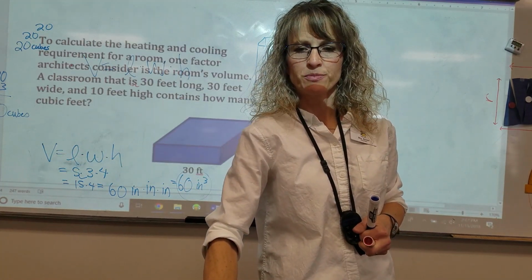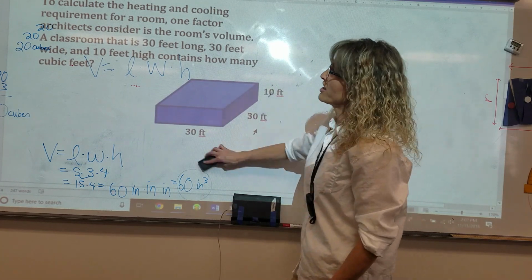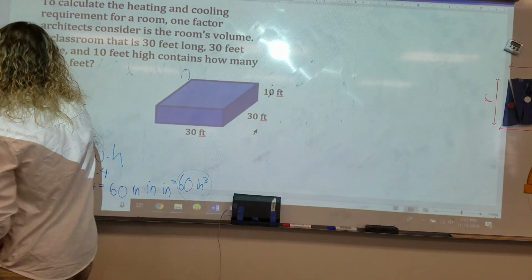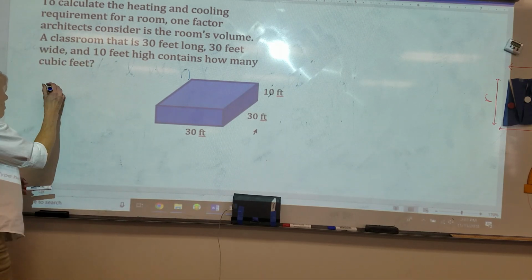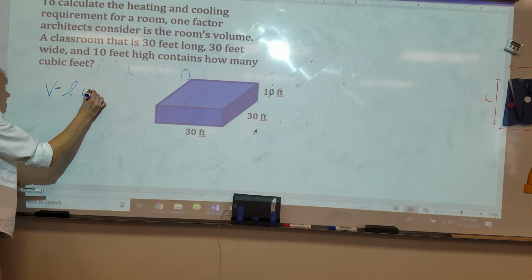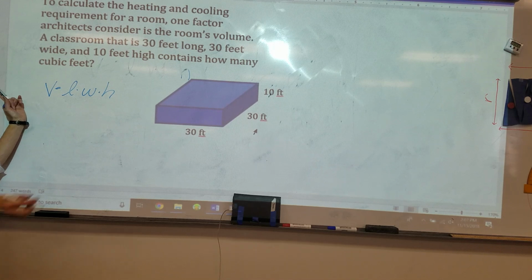So let's try this one. We've got a building, it's 30 by 30 by 10. And we need to heat and cool. So we need to figure out its volume. Since it's a rectangular prism, we can use the easy formula. Length times width times height. What's the formula for volume? Get ready? Length times width times height. Good.